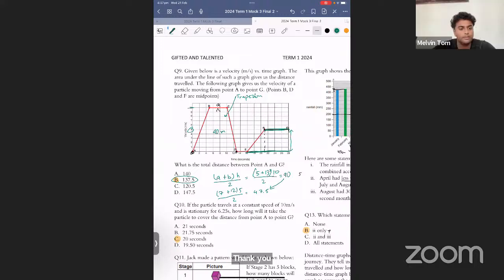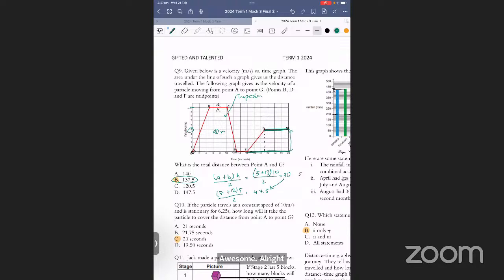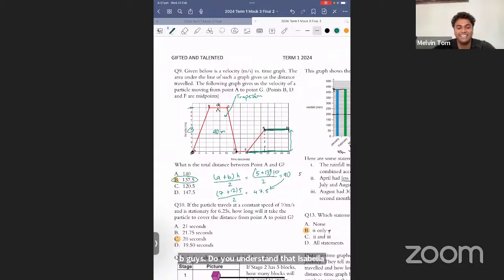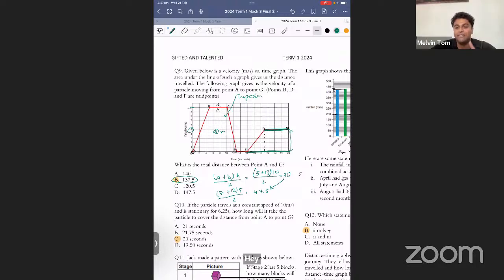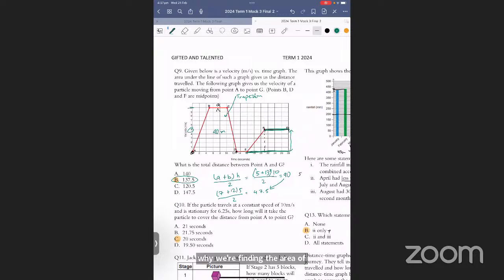Excuse me, Melvin. Yes, Kashika. I don't understand why we're finding the area of the trapezium. All right. Can someone tell Kashika what's the first thing I said at the beginning of this question? That someone will inevitably ask me this question. What did I say?